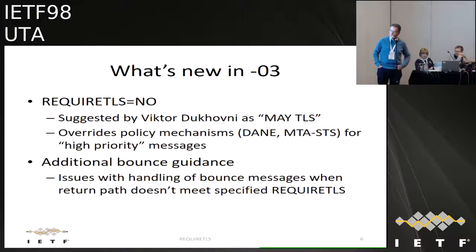And then here's a little more detail on what's new. The require TLS equals no, which I already described, and some additional guidance on what to do about bounces. Bounces are kind of a problem here because when you bounce a message, you want to require the same TLS going back toward the return path, going back toward the sender of the message, because part of what we're trying to protect here is the header information, and if the bounce message contains header information, it wants to be protected the same way. And so, we need at least some guidance that says if you're going to send require TLS messages, make sure that you can receive them, but there might be some other options as well.